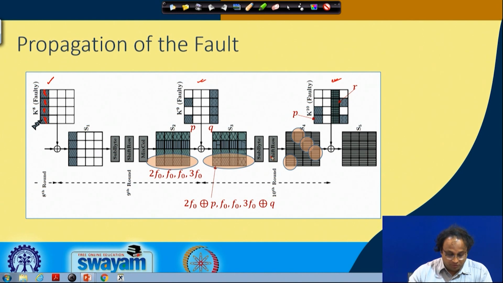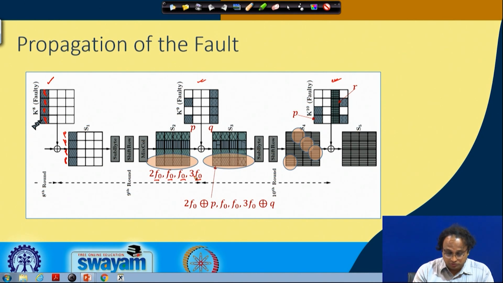In particular, because of this P, P, P, P nature, the fault gets propagated here as P, P, P and P, and then you have the SubBytes, ShiftRows and MixColumns. Because of the MixColumns, if you observe each of these columns, I am showing one column here. This column has got 2F0, F0, F0 and 3F0.